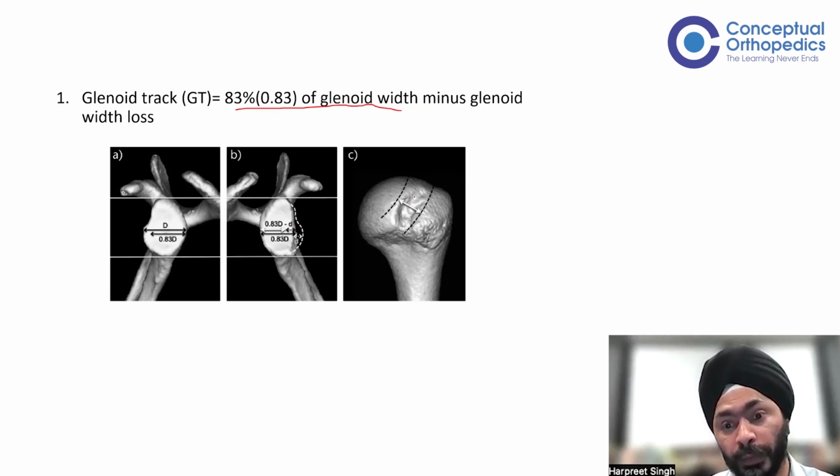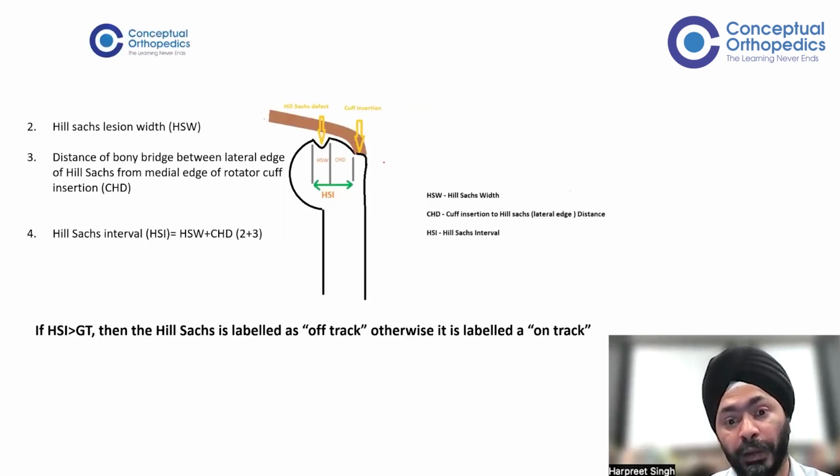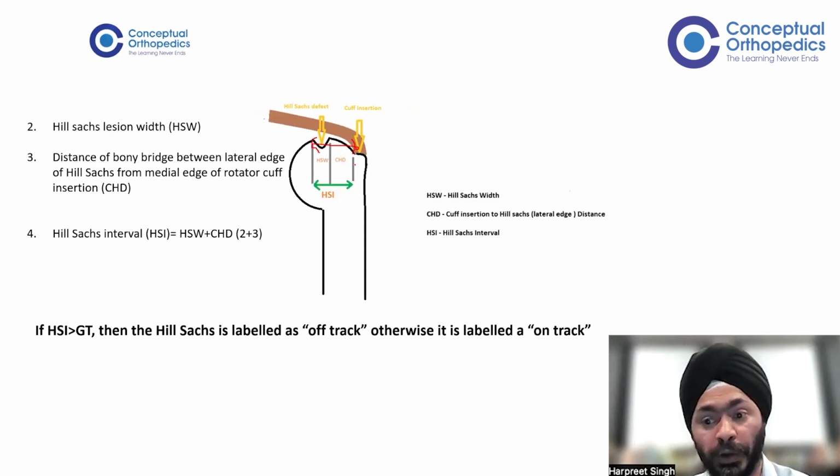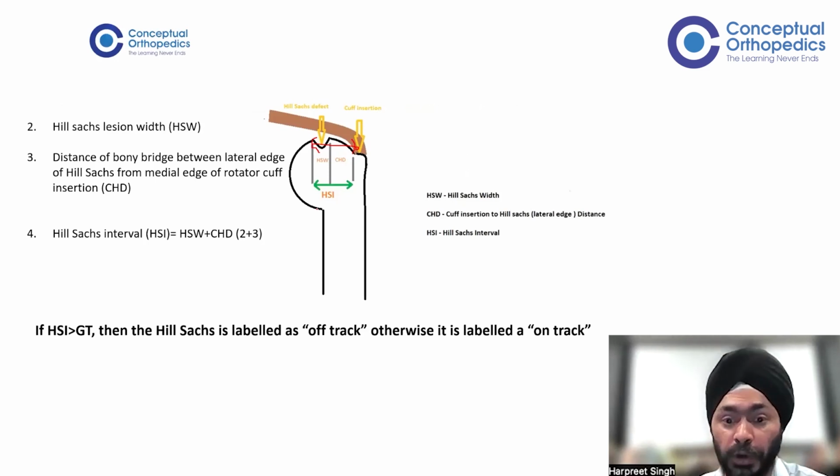Now you have to measure whether the Hill-Sachs falls within this glenoid track or not. For that, we calculate this interval, which is how far the medial edge of the Hill-Sachs is located from the medial edge of the glenoid track. This is called the Hill-Sachs interval. How do you calculate it? You calculate the distance between the lateral edge of the Hill-Sachs and the medial edge of the cuff. This is called the cuff humeral head distance. And you calculate the Hill-Sachs width. You add both these measurements, and you get the Hill-Sachs interval.